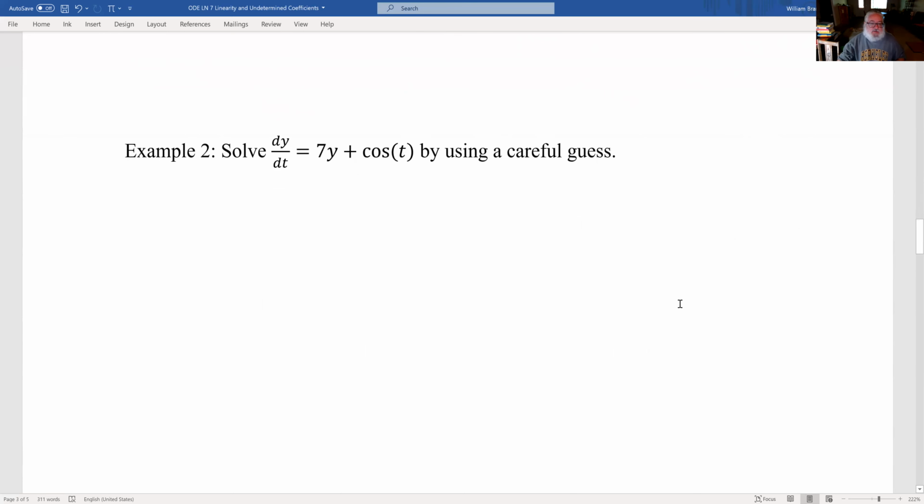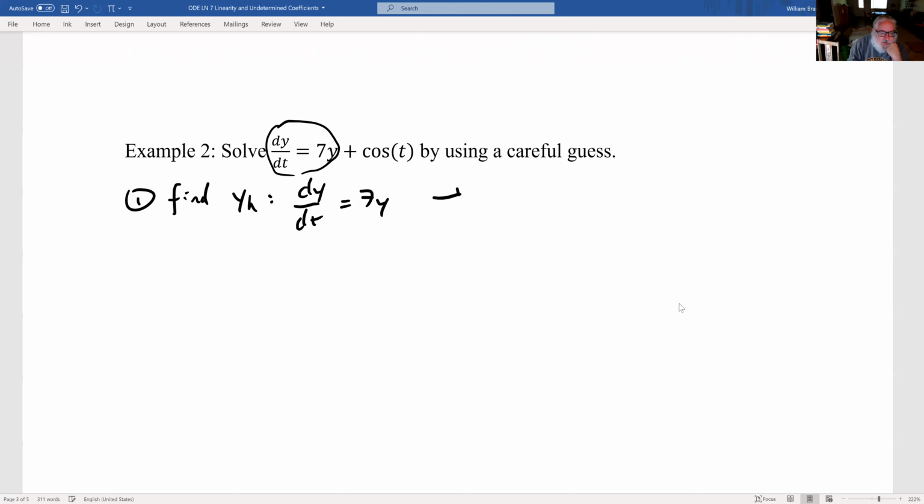So solve dy/dt equals 7y plus cosine t by using a careful guess. So step 1, find y sub h. That means just looking at the equation dy/dt equals 7y, and we know what the solution to that is. It's k e to the 7t. In general, if I have a constant here, y is going to be k e to whatever this constant is times t. Useful just to know that.